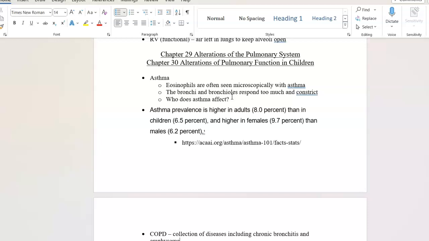Who does asthma affect? It can affect anyone, okay? Higher in adults, 8%, than in children. Children are about 6 to 7%. You see higher in females, 10%, compared to males. Okay, so just to give you some general ideas. So adults about 8 to 9%. Children, it looks closer to 6 to 7%.